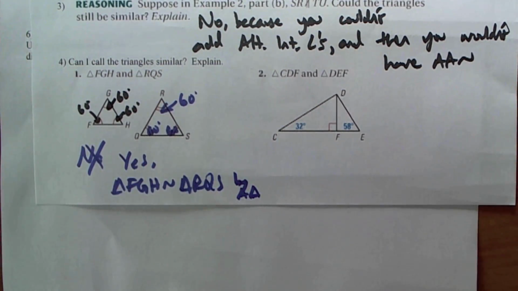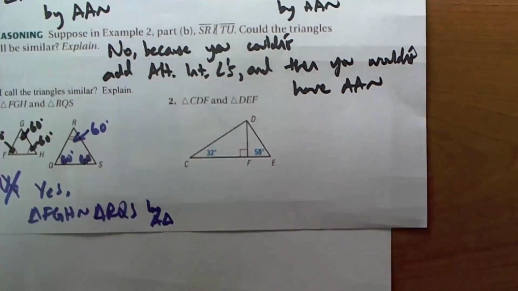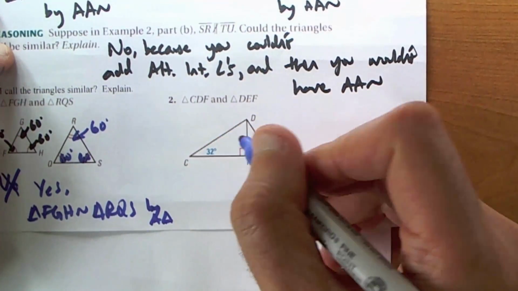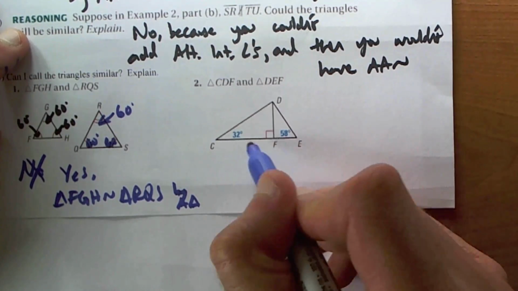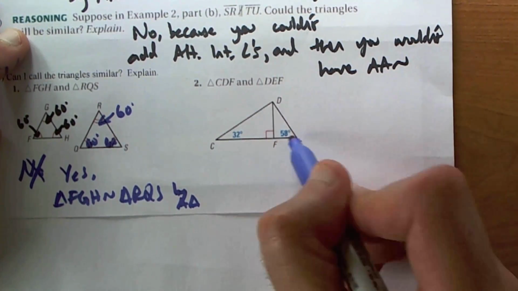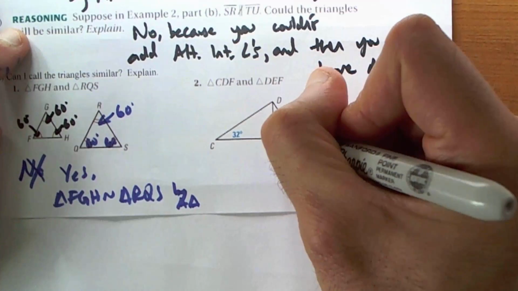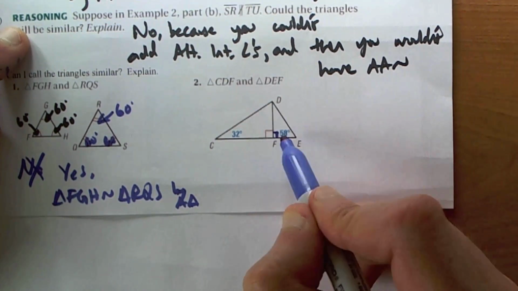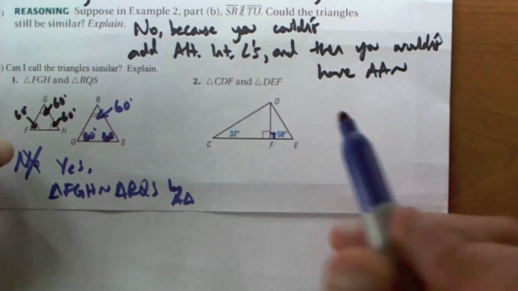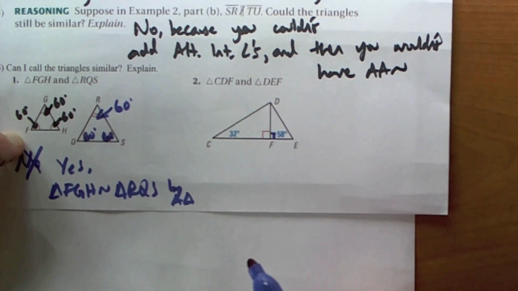Okay, let's take a look at this one, CDF and DEF. So again, we try to go with AA. Let's think about this. Since this is a 180 degrees straight angle and this is 90 degrees, I can go ahead and add this as being 90 degrees there, because 180 minus 90, this must be 90. So I've got 90 and 90 degrees, that's 1.